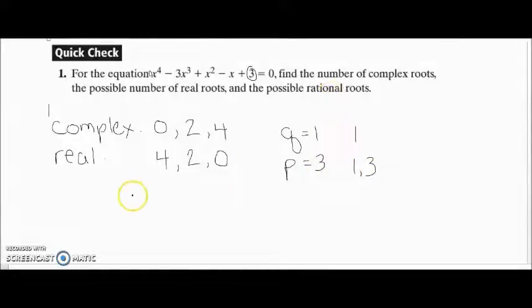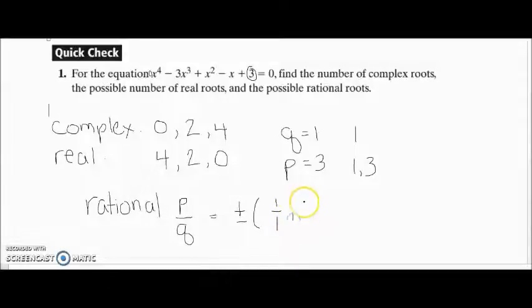So our possible rational roots are going to be using those P and Q. And it's always going to be P divided by Q. And we need positive and negative versions of it. So positive and negative versions of 1 divided by 1 and 3 divided by 1.